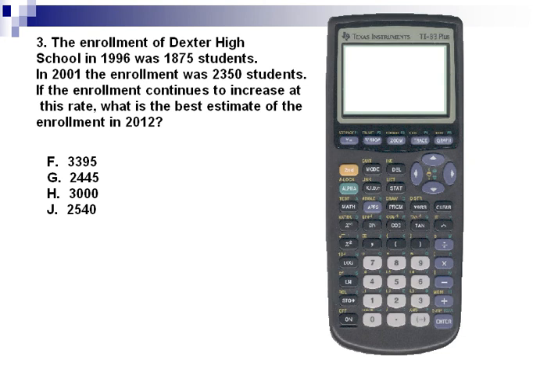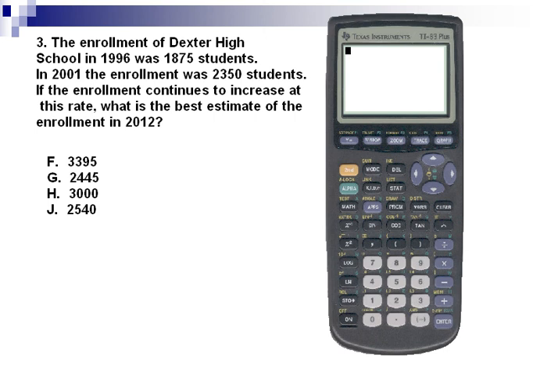In problem number 3, the enrollment of Dexter High School in 1996 was 1,875 students. In 2001, the enrollment was 2,350 students. If the enrollment continues to increase at this rate, what is the best estimate of the enrollment in 2012?